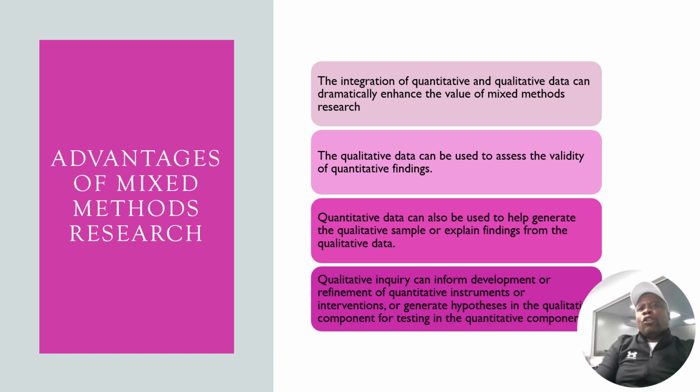The first advantage I talked about is integrating both the qualitative and the quantitative together in your study. This is one of the most cited advantages by most scholars. So even if you don't know what to write, just know that this is one of the best advantages that most people talk about. And also, depending on how you start your study, you can use your qualitative data to assess the validity of your quantitative data.